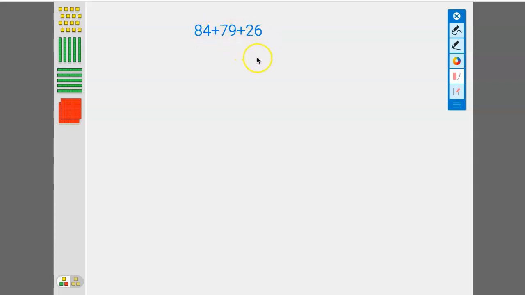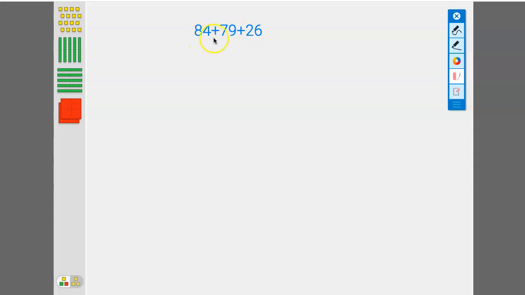Now we know that when we're adding ones, we can't really have a 10 in our group of ones. So we need to regroup that 10 because it belongs with the groups of 10. So we're going to add that 10 to our 8 tens, 7 tens, and 2 tens. So before we add that 10, let's take a look at our tens. But let's keep a mental note. We have to add that 10 later.